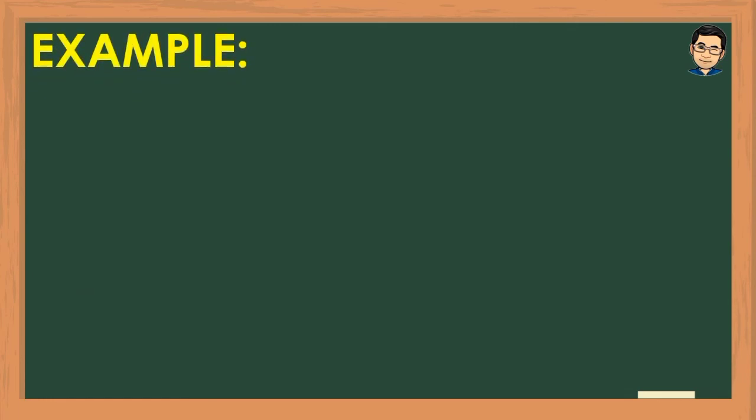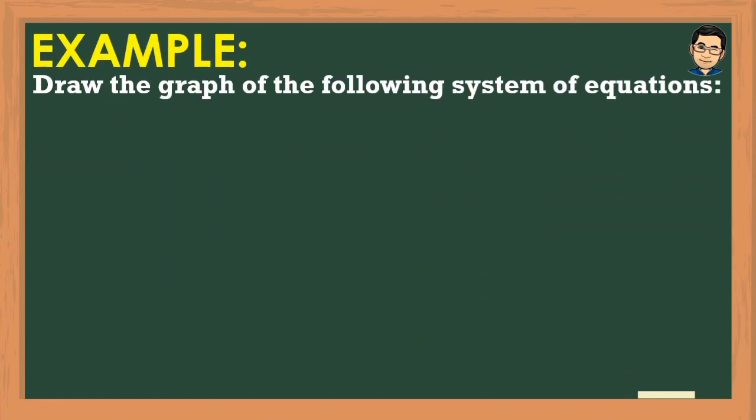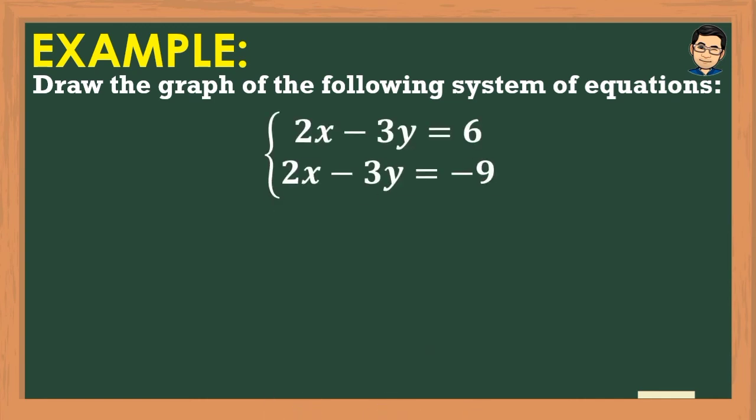So let's have example. Draw the graph of the following system of equations. 2x minus 3y is equal to 6. 2x minus 3y is equal to negative 9. So sa equation pa lang kasi na given, malalaman na natin na inconsistent. It's because parehong-pareho yung numerical coefficient ng x and y. Magkaiba lang po dun sa constant.